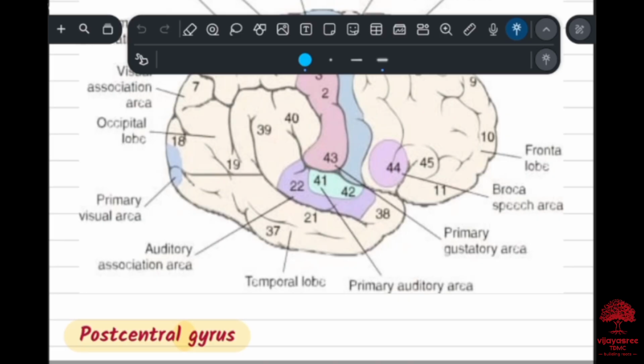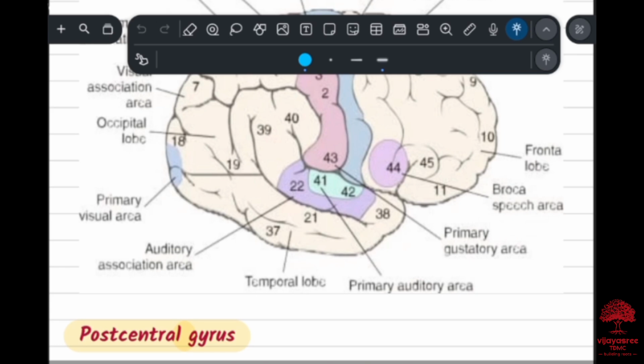So the main areas that you have to remember are Broca's area, that is the area number 44 and 45. Lesion in here can cause motor aphasia. Then is the Wernicke's area. The Wernicke's area is the area number 22, which helps in the comprehension of speech.